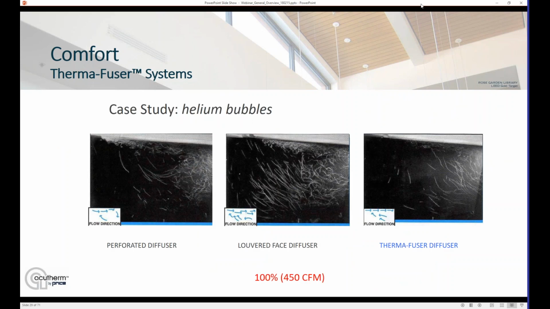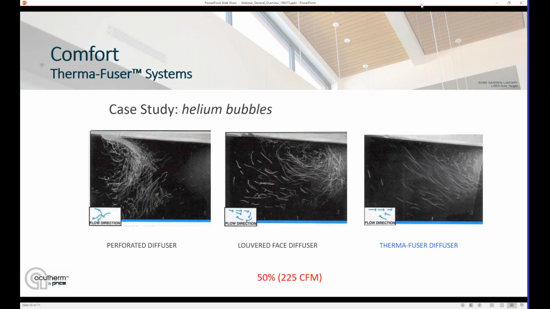Here's a test run using helium bubbles injected into the airstream and then hit with a bright light to make the air movement visible. On the left of the screen there is a perforated diffuser, in the center a louvered face, and then on the right the Therma-Fuser diffuser. Here we are at 100% flow or design conditions, and all three are producing that high discharge velocity and moving that air around the space.